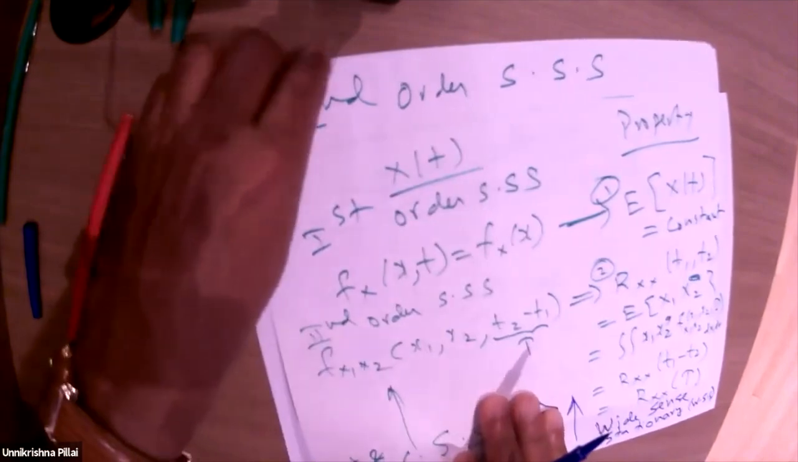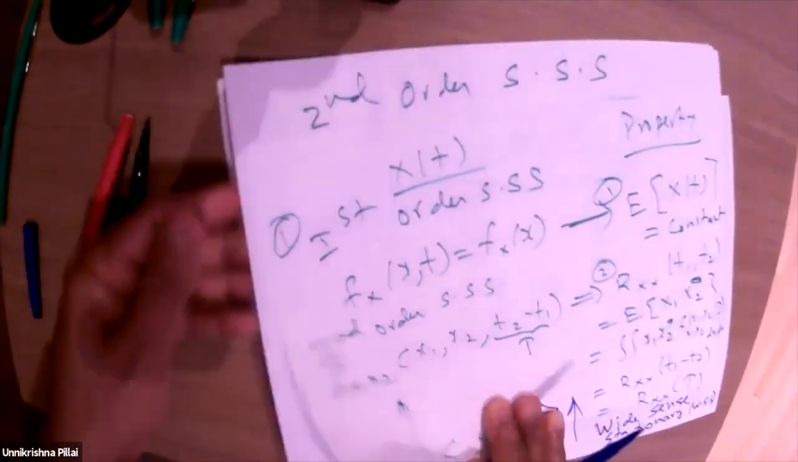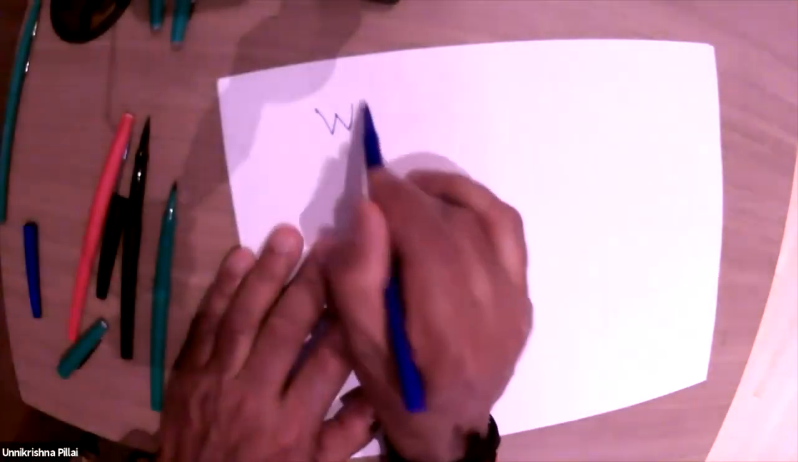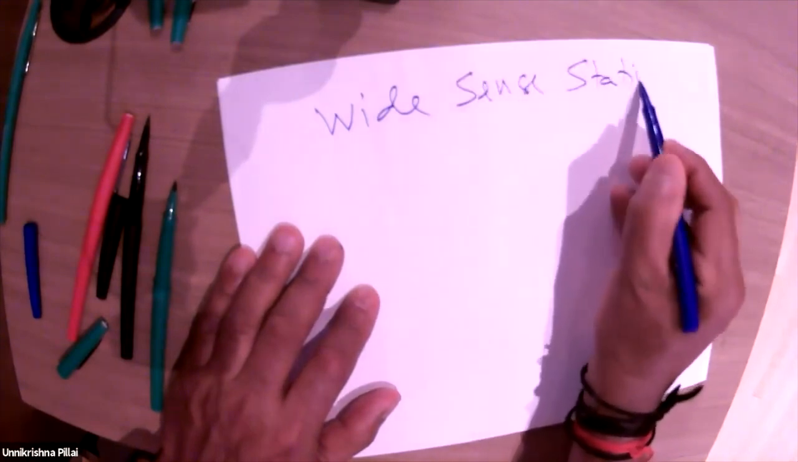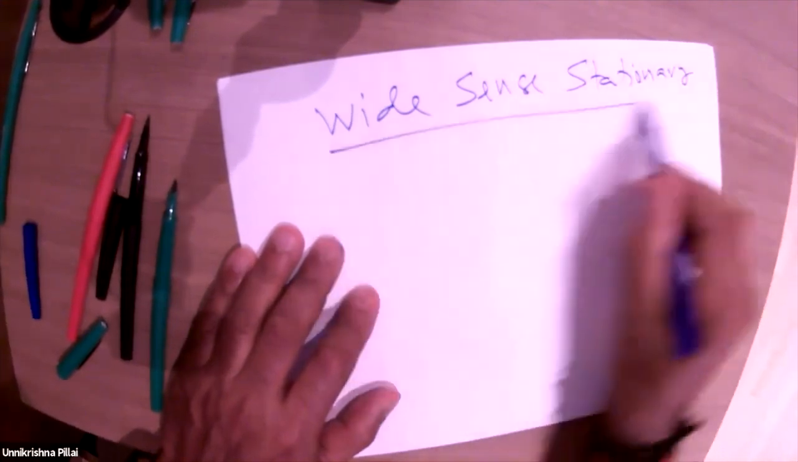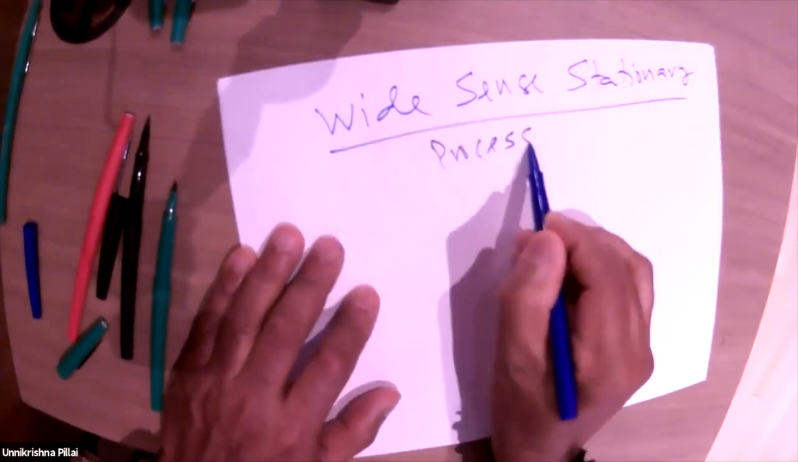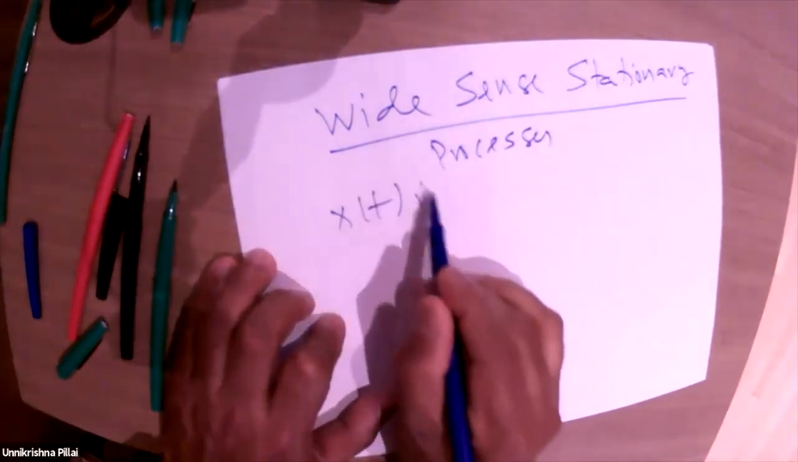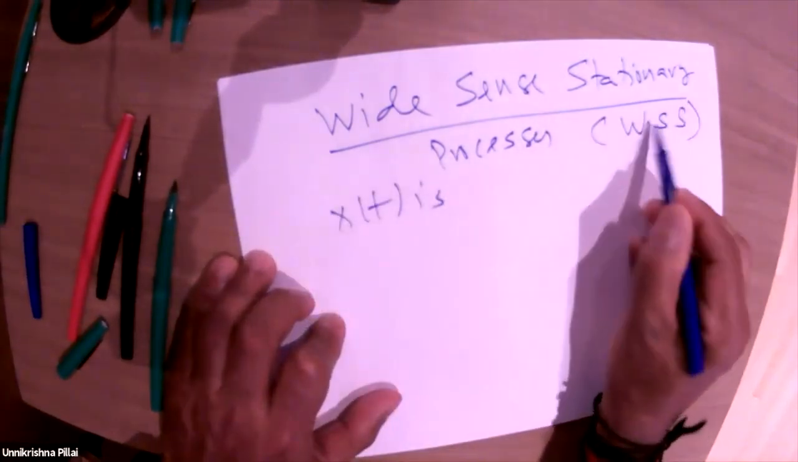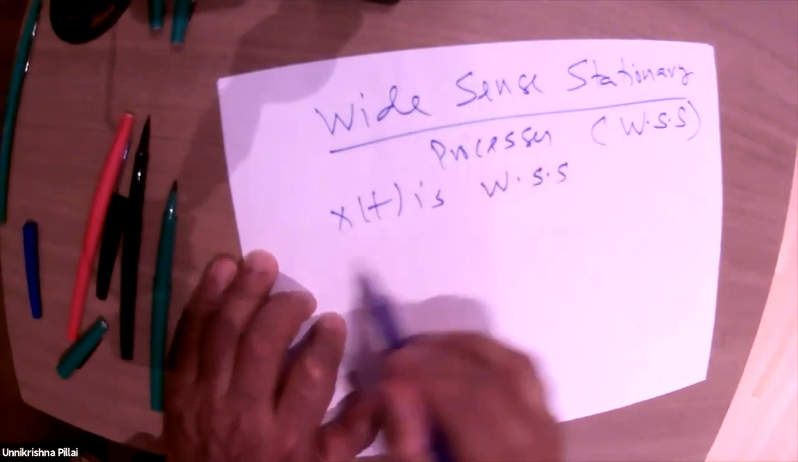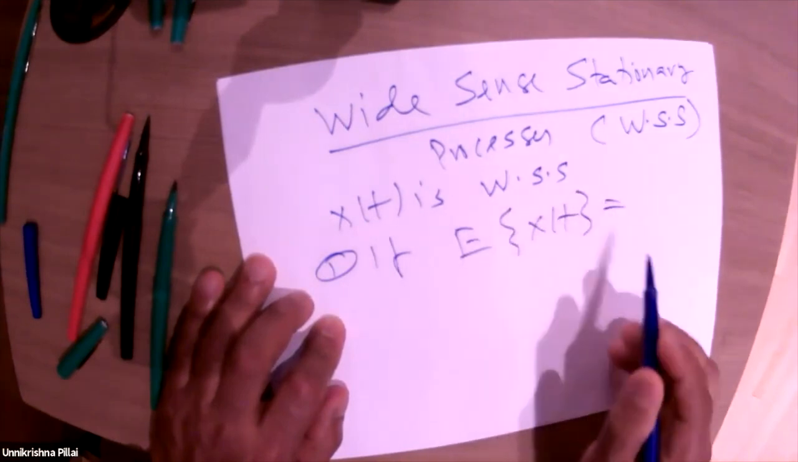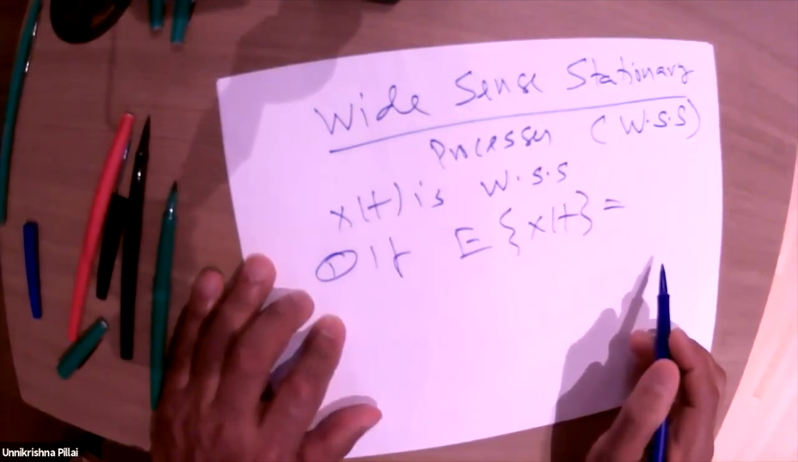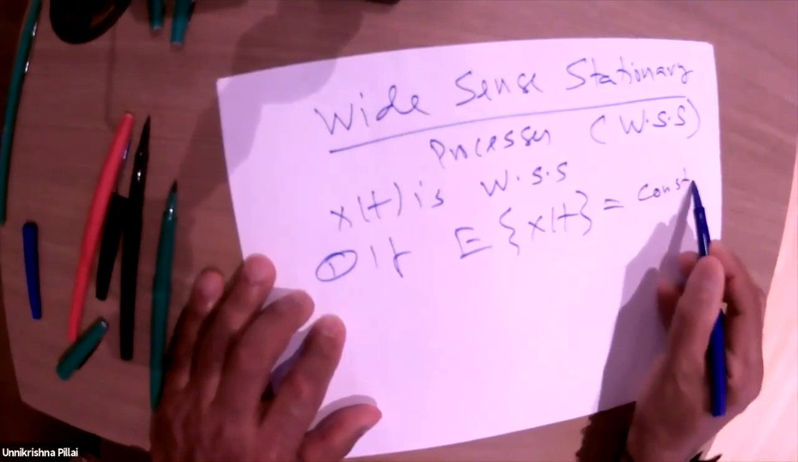Remember, strict sense stationarity is very clear. It is most likely a one-way relation. Let me define wide sense stationarity. X of t is wide sense stationary, called WSS, if two conditions hold. First, the expected value of X of t is a constant.